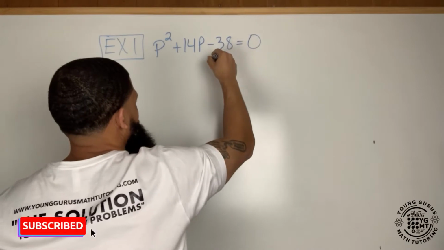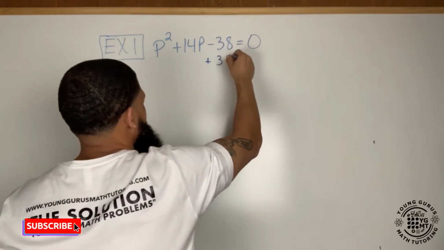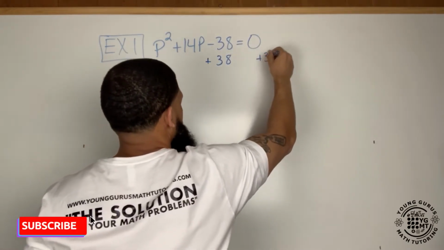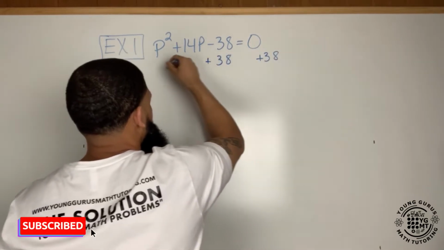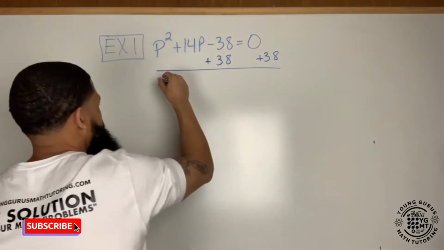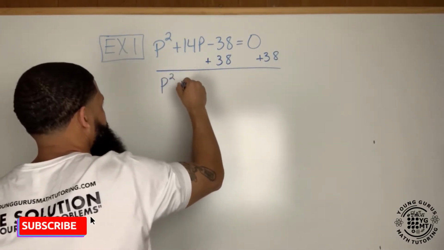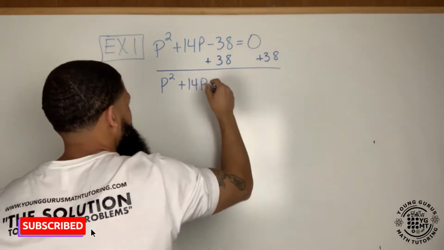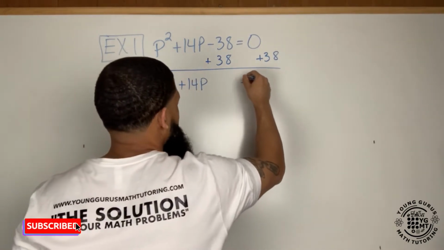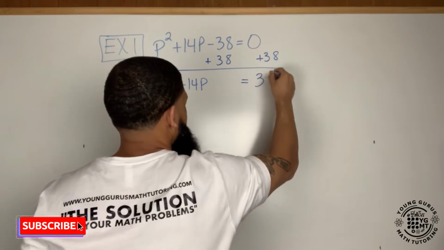Take this constant right here over to the other side. So I'm going to add 38. All right, adding 38 to both sides. So now we have p squared plus 14p. Now, we're going to set that equal to 0 plus 38, which is 38.